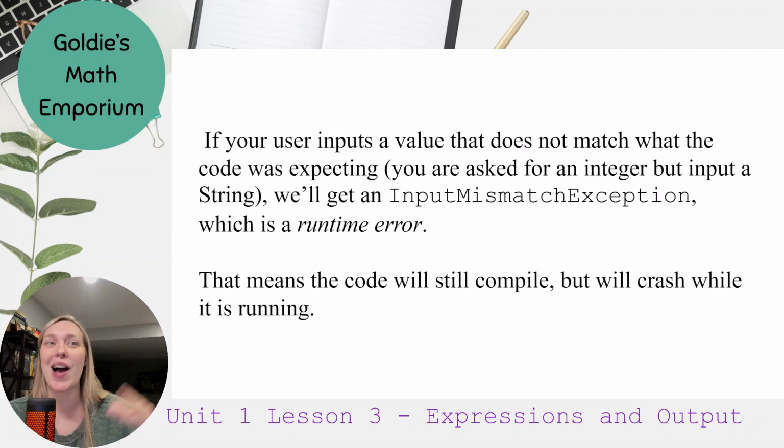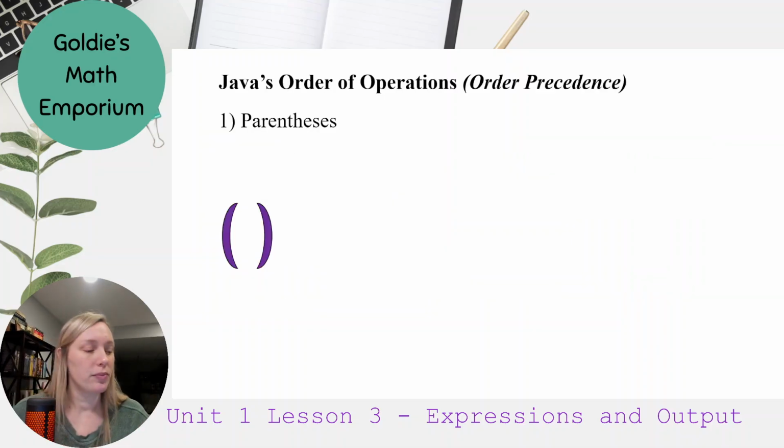So I'm going to talk about how to code those situations later on. But just know if something does happen and you get an exception, an input mismatch exception, that's what happened. All right, that's it for user input.